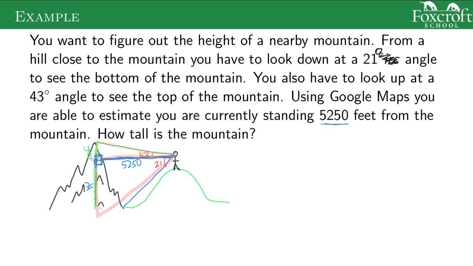All right, so for the upper part of my triangle, the opposite side is y, and the adjacent side is 5250, so I'm going to use tangent. It's a 43-degree angle, and tangent of 43 is equal to opposite over adjacent. This one I just multiply, and I get y by itself already.